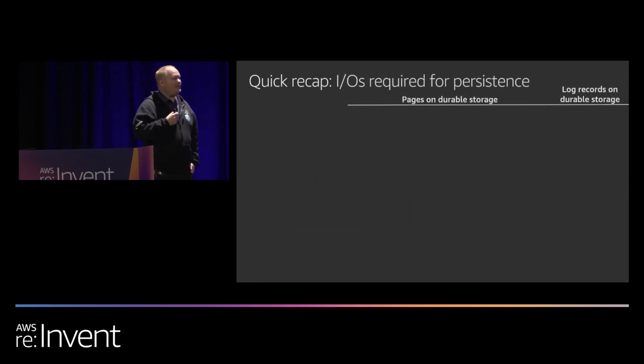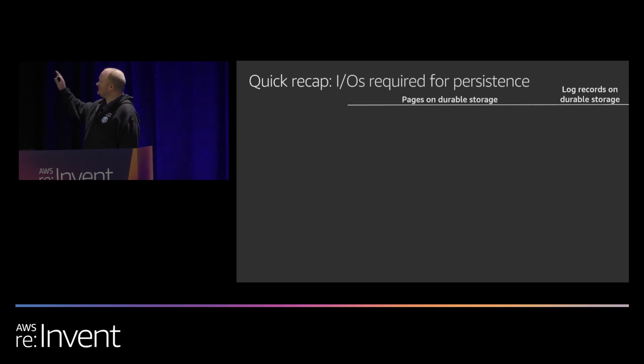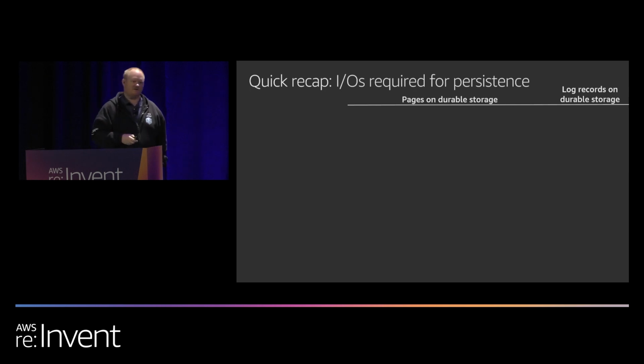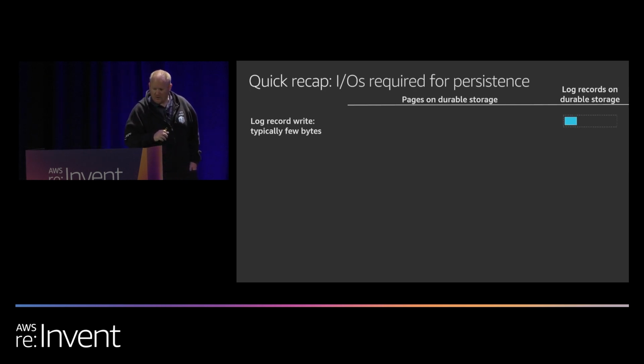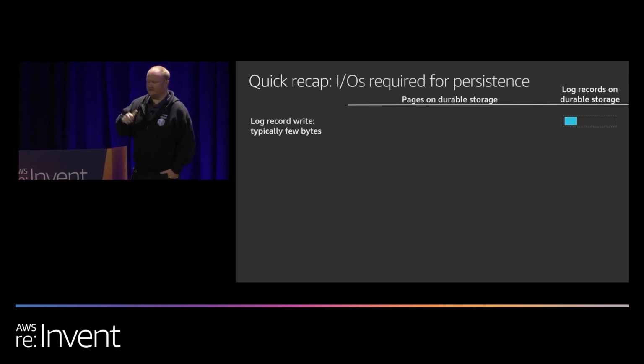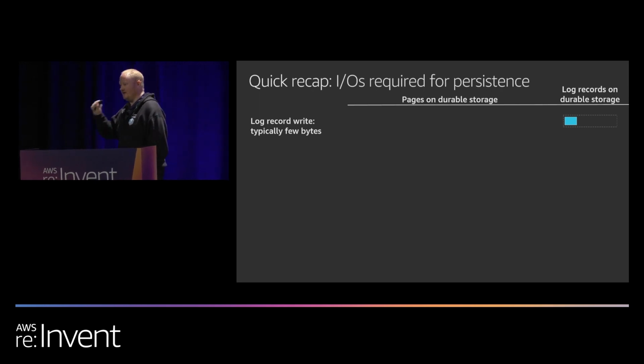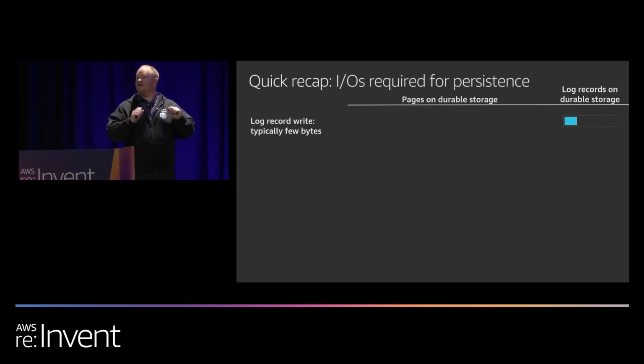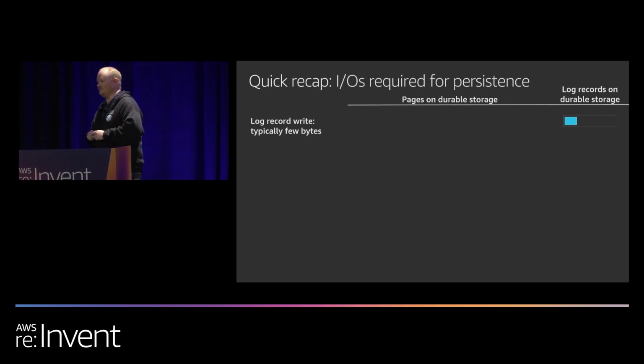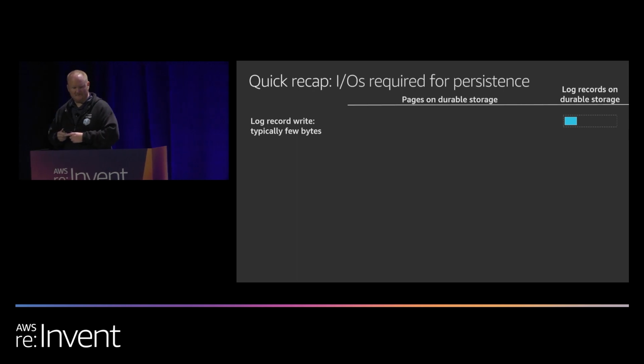So a recap on the IOs required to actually manage persistence. So again, we have the same type of columns with the durable storage for the data files as well as the transaction log. So when you write, there is going to be one IO that's writing to the transaction log. If many things happen at the same time, sometimes these IOs can be combined across transactions. But one IO for that, even if it's only a few bytes, you need to write that, because otherwise you can't guarantee durability, you can't redo, right?